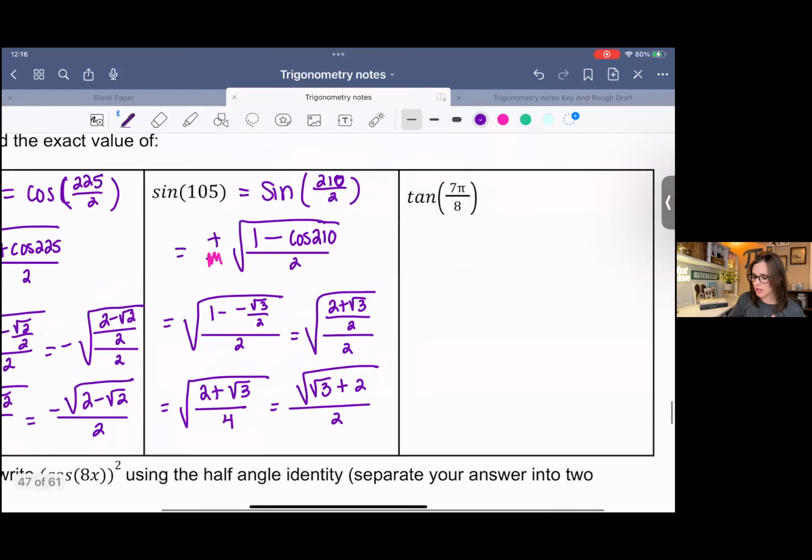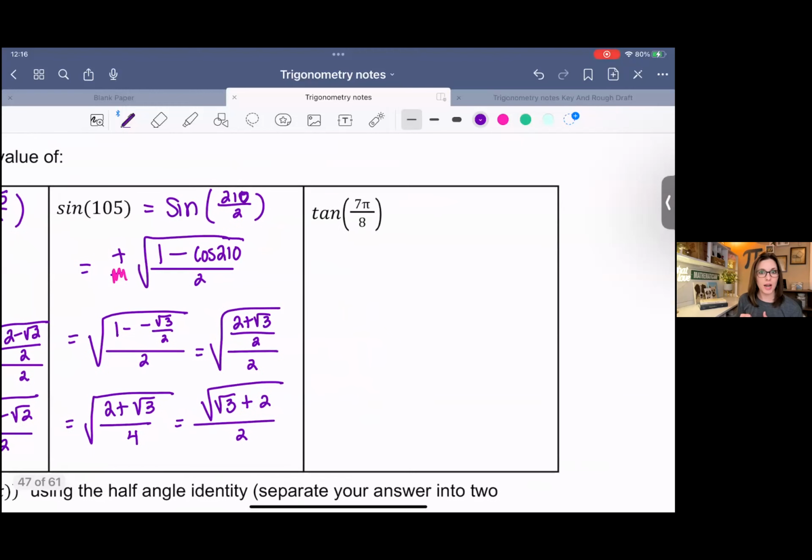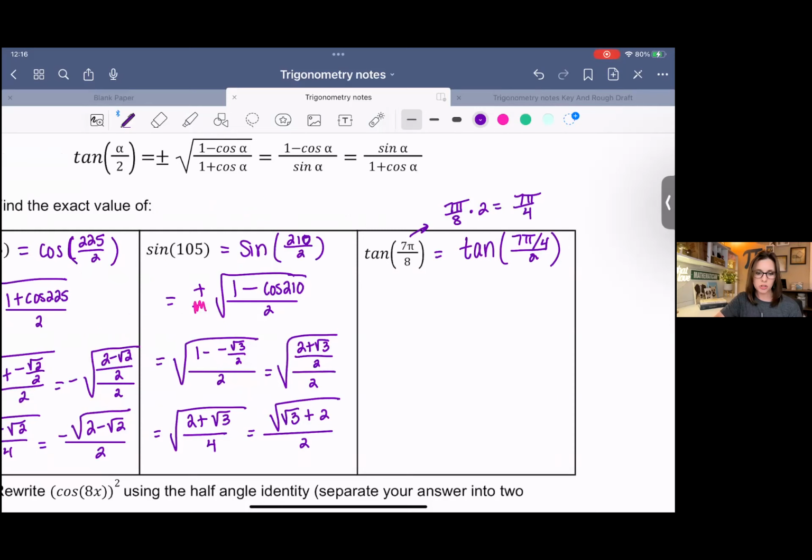Okay, last one here, tangent of 7 pi over 8. Remember, this represents half. So to go the other way, you would multiply by 2 to figure out the one we need. So go ahead and pause it, try it, come back. That's going to get you to 7 pi over 4.